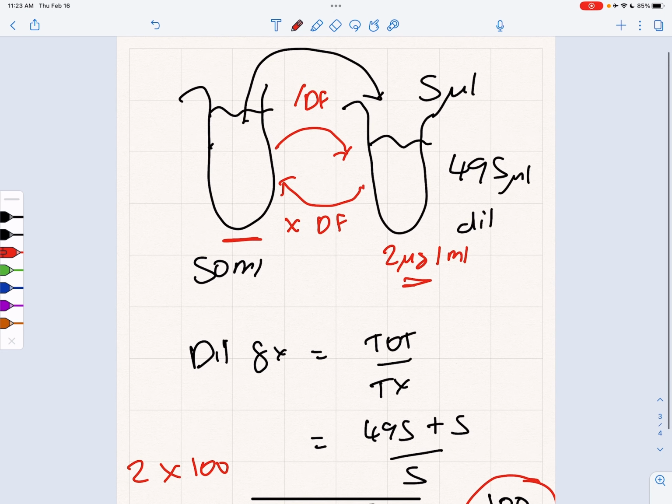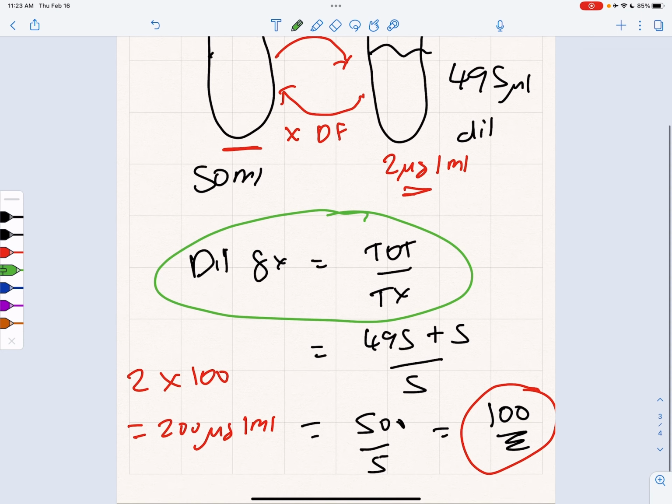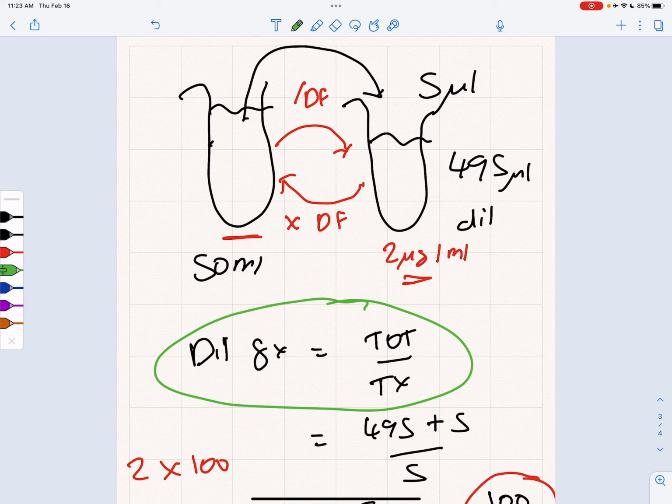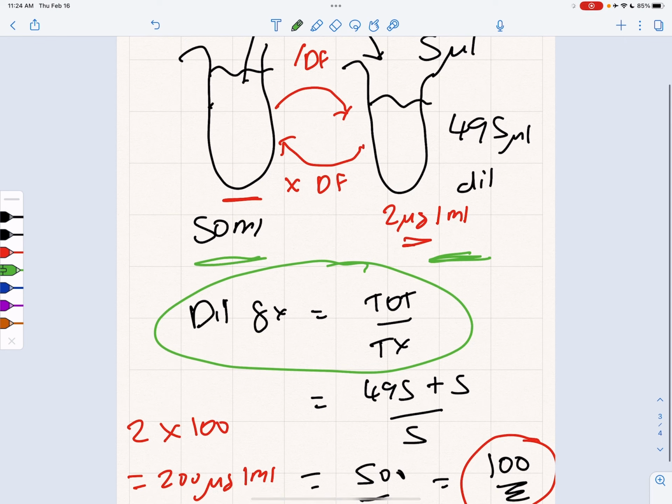So with these, the trick is calculate the dilution factor using this. And then if you want to calculate the lower concentration, you're going to divide the original concentration by the dilution factor. And if you're going in the opposite direction, where you have the concentration of the diluted volume, then you're going to multiply by the dilution factor, and then that will give you the concentration of the stock concentrate.